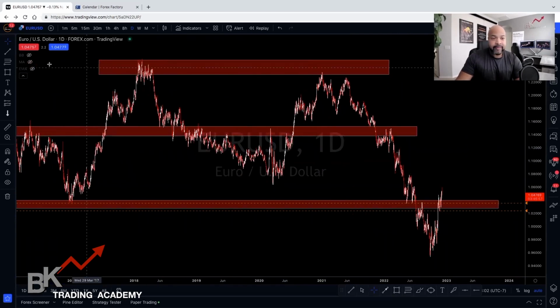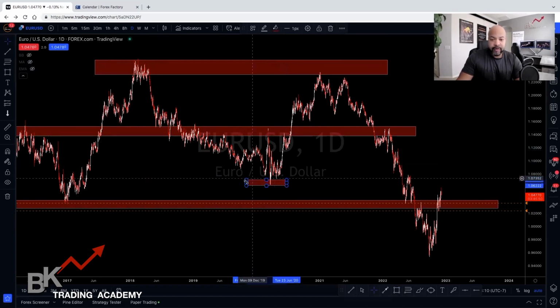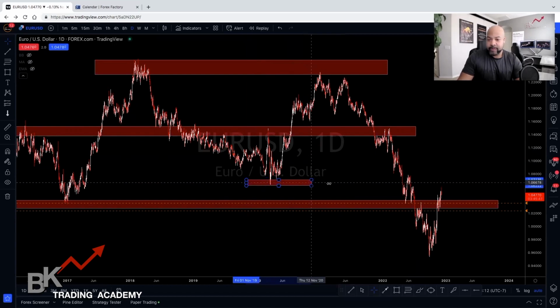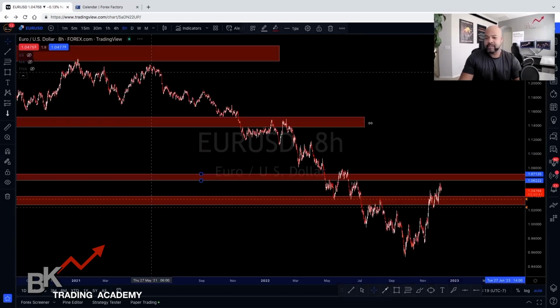And then I can even spot them a bit more here. Like this is a major level right here where price shot down and then reversed, okay? So I can stretch that over here. And that's almost where price is at right now. So I'm going to drill down to the 8 hour. You can drill down to the 4 hour.